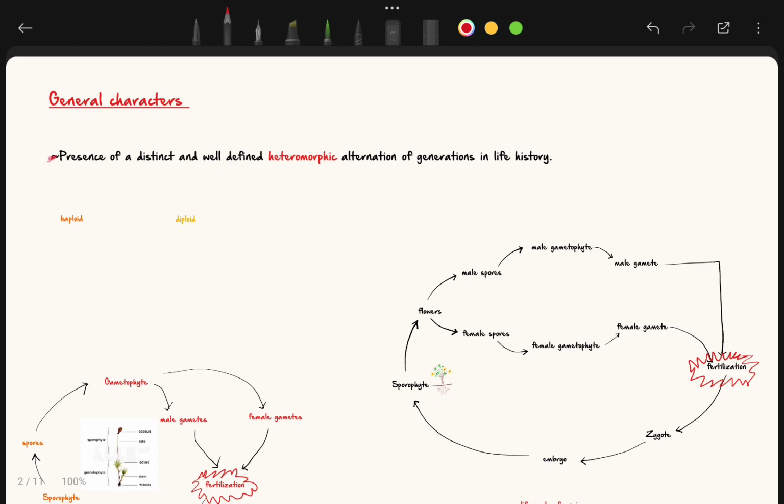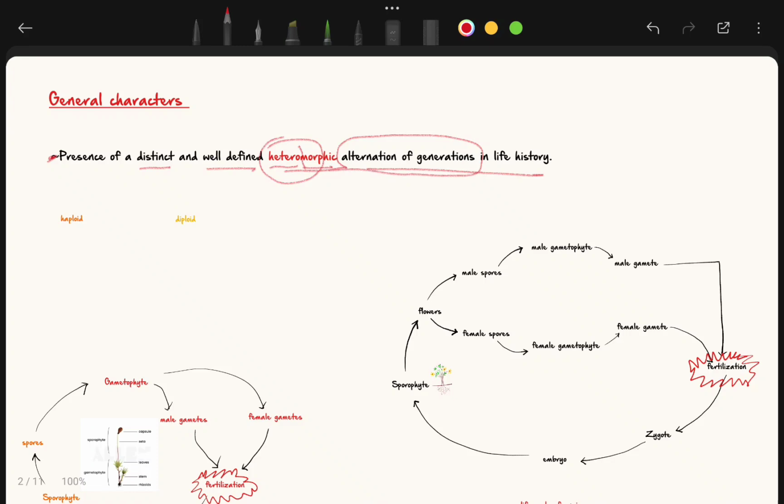So the first point is the presence of distinct and well-defined heteromorphic alternations of generation. The word hetero means different, and morphic means morphology. So what you'll find is two different morphologies in the alternations of generation. In order to understand this, we'll first study the concept of the alternations of generation.